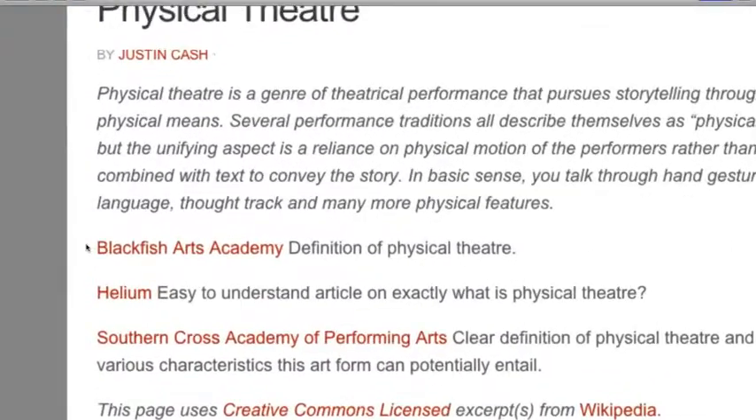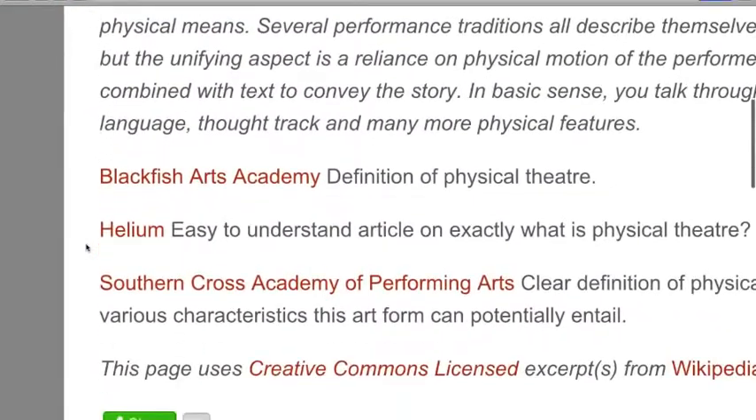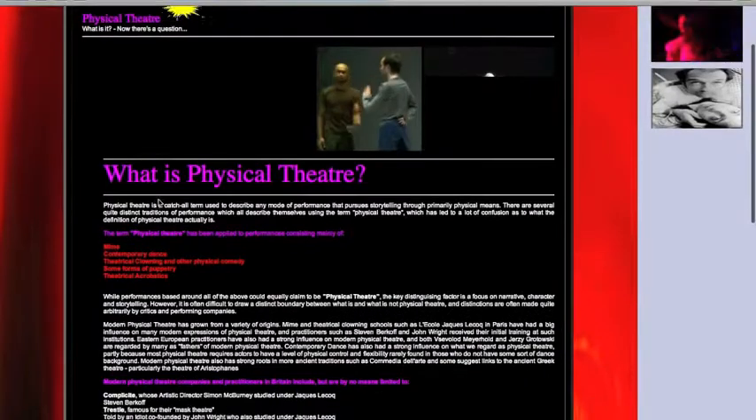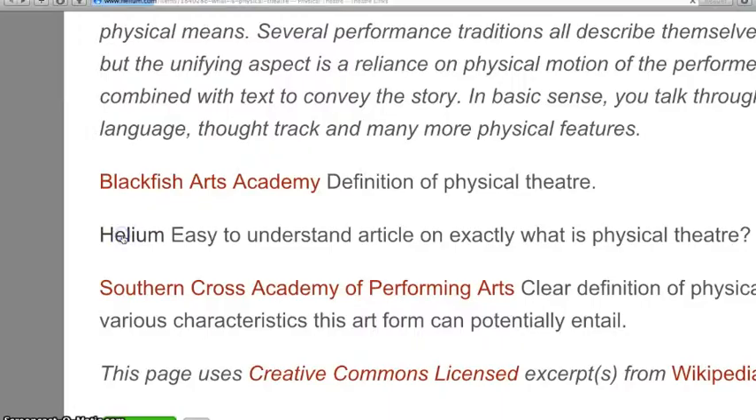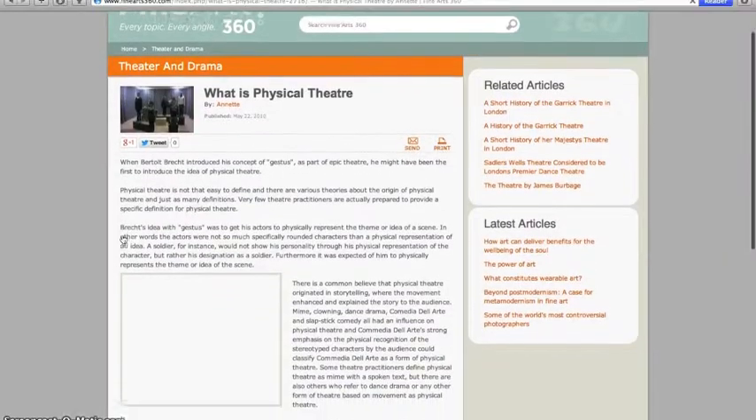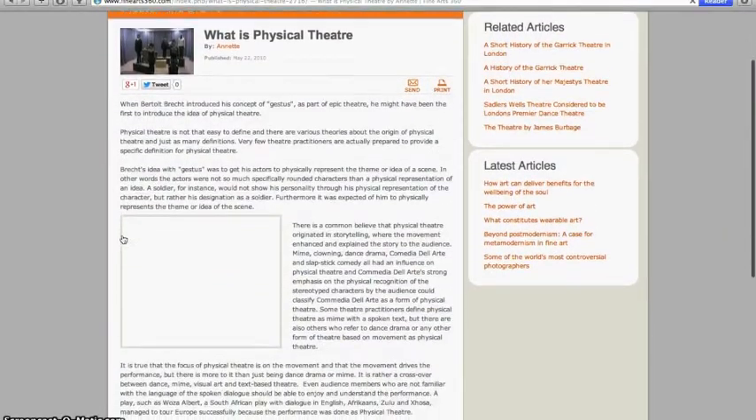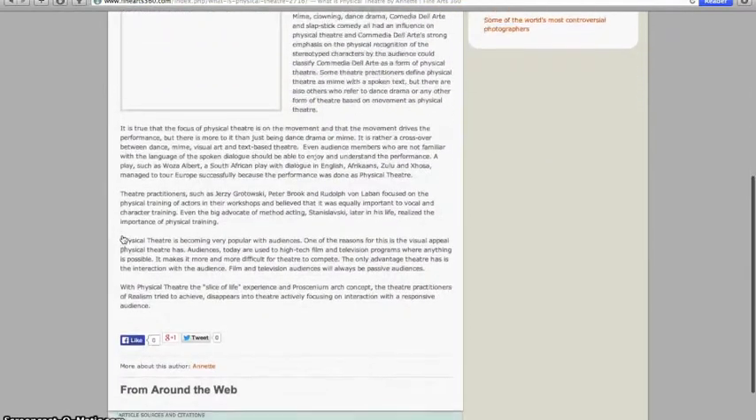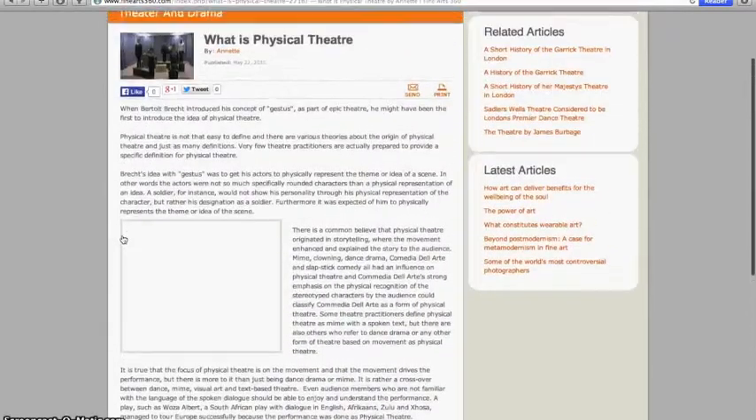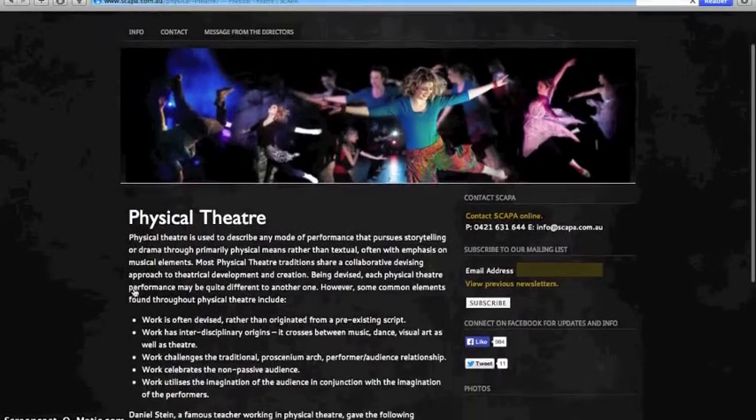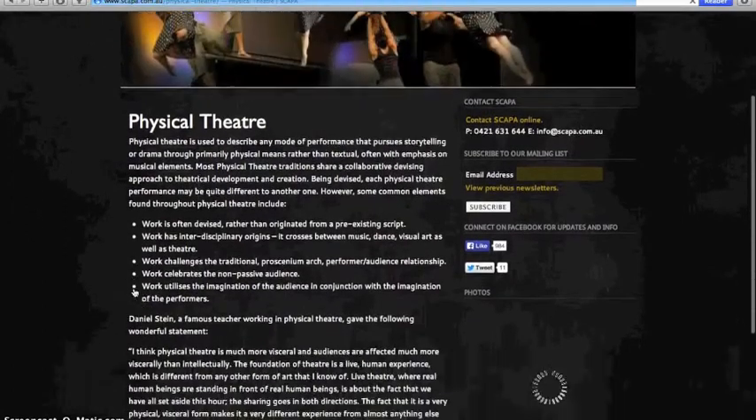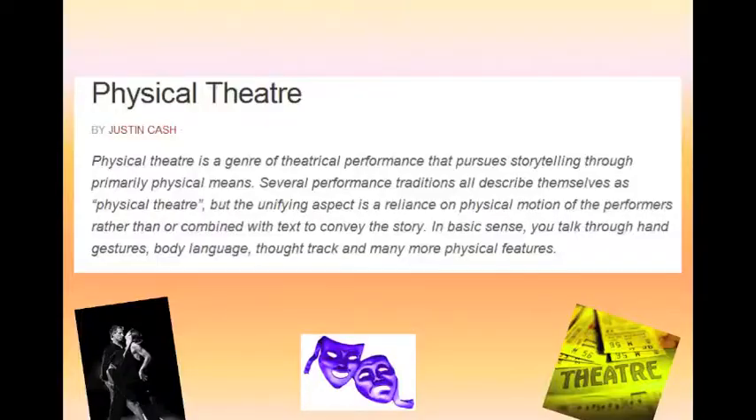The first link is to the Blackfish Academy's definition of physical theatre, which is relatively basic and still uses pictures to engage students. The following links include more text, which is useful for the students with a higher level of literacy, but is still relatively easy to read and is not an intimidating amount of text. Being able to access these links introduces students to meta-language within this course and starts them on their way to deeper understanding of concepts.